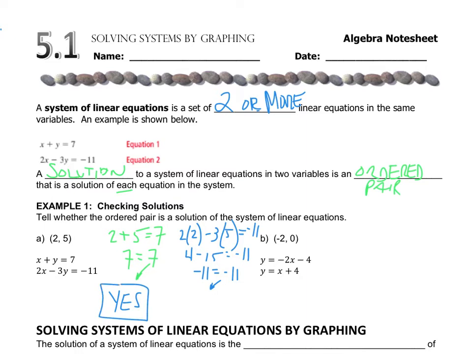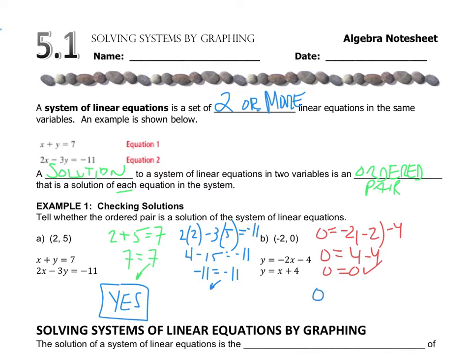So let's look at the next one. If I plug in my x and my y, the first equation is going to look like negative 2 times negative 2 minus 4. Does that equal 0? 4 minus 4, so yes, the first one works for sure. But again, remember, I need it to work for both. So I'll move on to the second one.